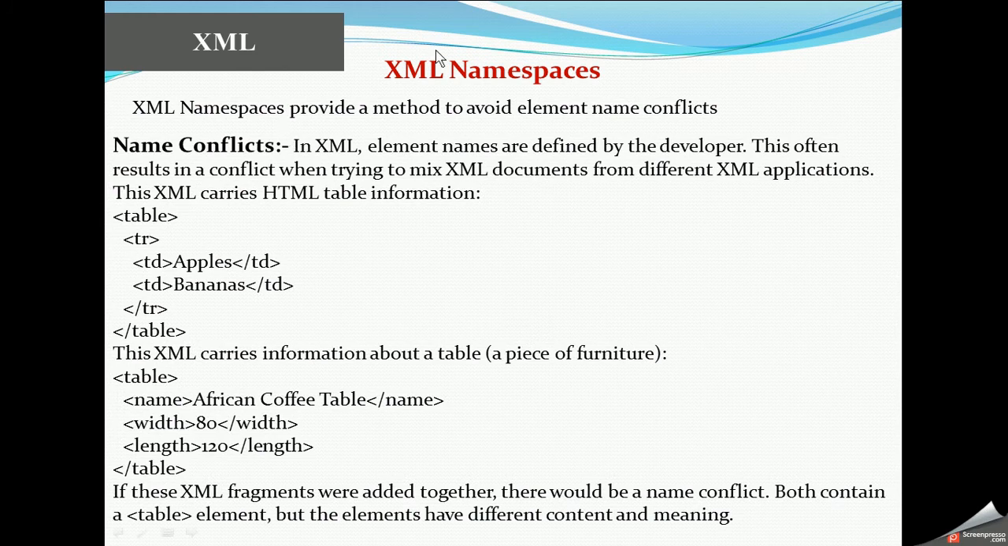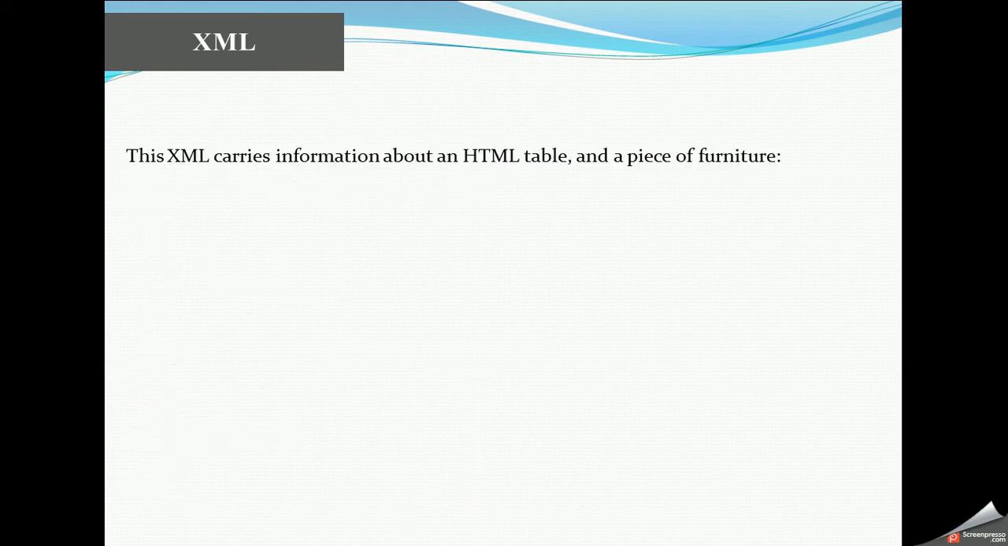Now see, suppose you are writing XML elements. You have written a program, and this XML carries HTML information: table, tr, td, then apple, banana. Now this XML carries information about a table again: table tag, then name, width, and length. If you look, both contain the table tag. Now there will be a name conflict because this table tag and that table tag are the same. So to avoid these name conflicts, we will be using XML namespaces. How we will use them, let's see over here.